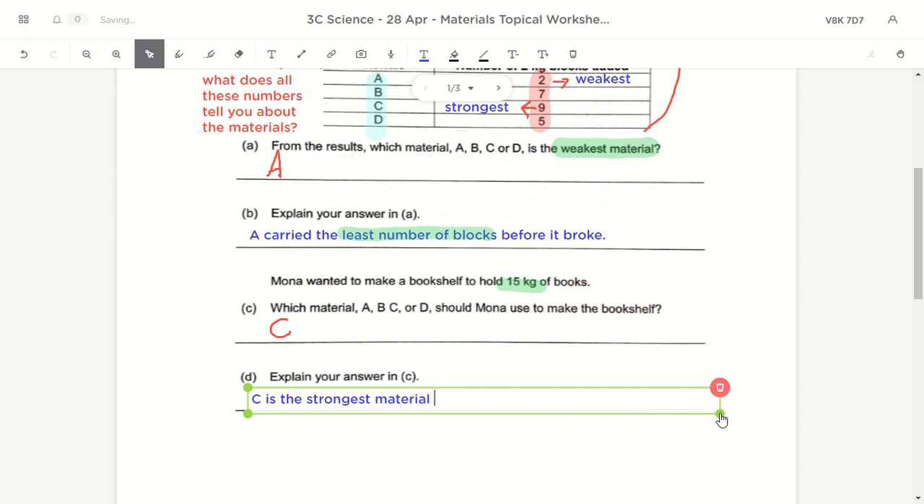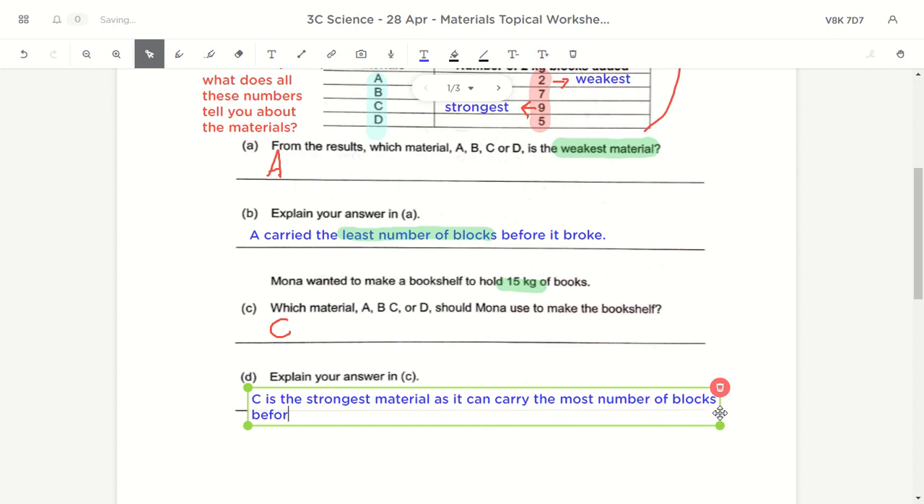C is the strongest material because it can carry, carry will be a better word, the most number of blocks before it broke. Okay, this is just telling me that it is the strongest material, but doesn't tell me that it can hold up to 15 kg. So what I need to do is I also need to add on.